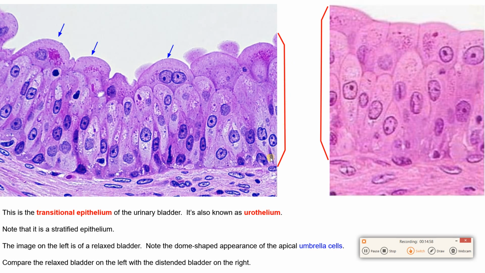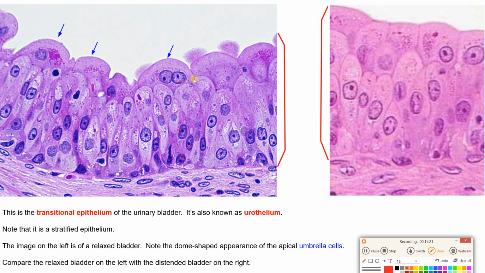So another place where we have a stratified epithelium. Notice I got multiple cell layers here, multiple nuclei. This is in the urinary bladder. It's called transitional epithelium. It's also called urothelium. Got a relaxed urinary bladder, so it's kind of empty. On this side, this is a more full urinary bladder.